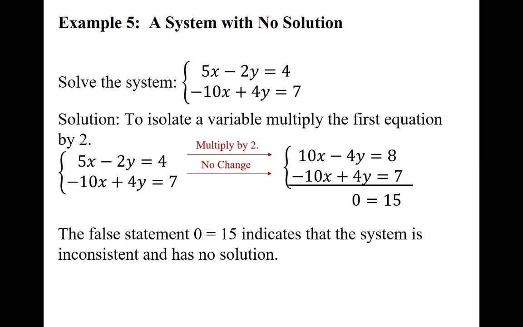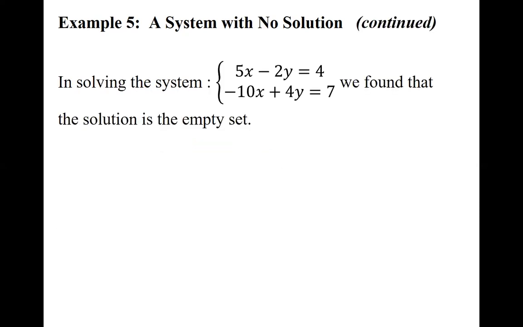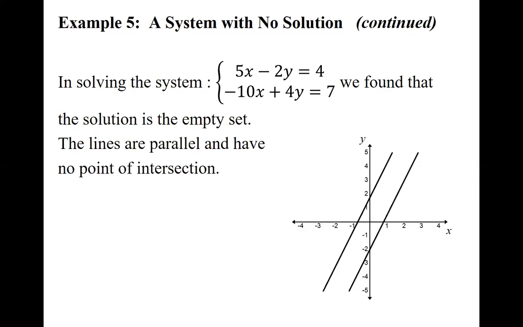What does that mean graphically? It means we had parallel lines. If there's no solution, that means the lines didn't intersect. That means we're in that case with the parallel lines. The solution set is the empty set. Once again, that means we have parallel lines.